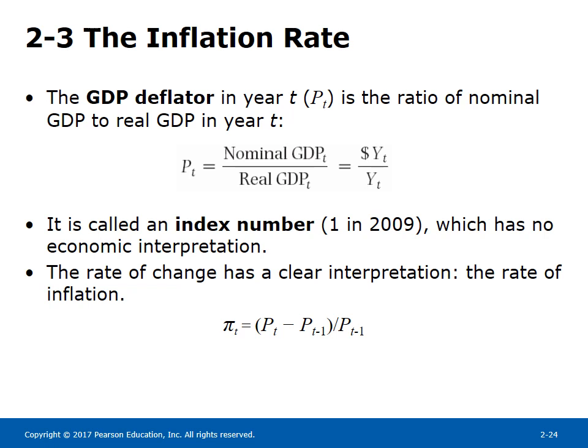The rate of inflation can be calculated as pi_T equals (P_T minus P_{T-1}) divided by P_{T-1}. Inflation rate equals GDP deflator in year T minus GDP deflator in year T minus 1, and the difference divided by GDP deflator in year T minus 1.